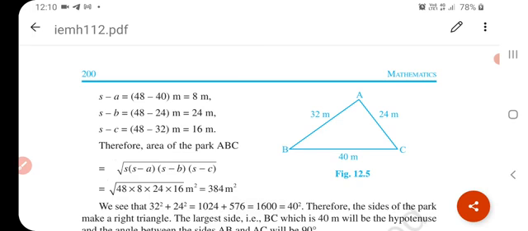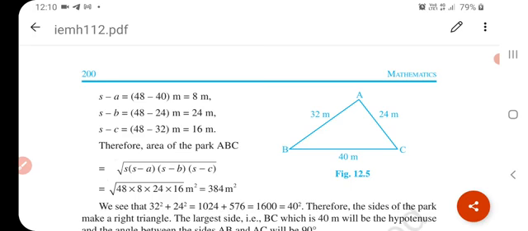Now s minus a means 48 minus 40, s minus b is 48 minus 24 and s minus c is 48 minus 32. So we got all three things. Therefore the area of the park ABC is equal to under root s times (s minus a), (s minus b), (s minus c). Okay, it is Heron's formula. So when we put the values, we get 48 into 8 into 24 into 16. So we get 384 meter square. Okay, understand? So this is your answer.